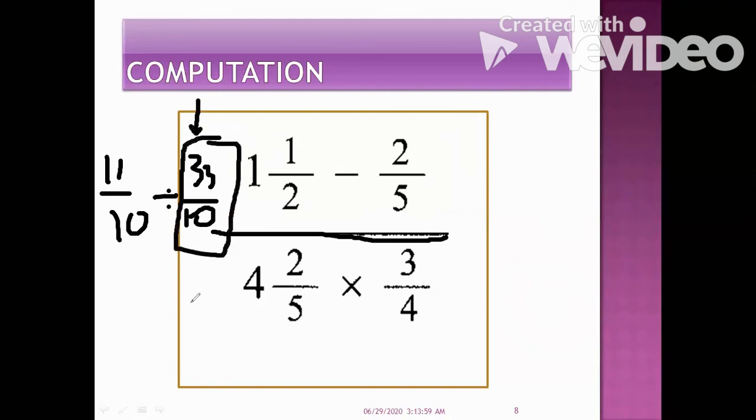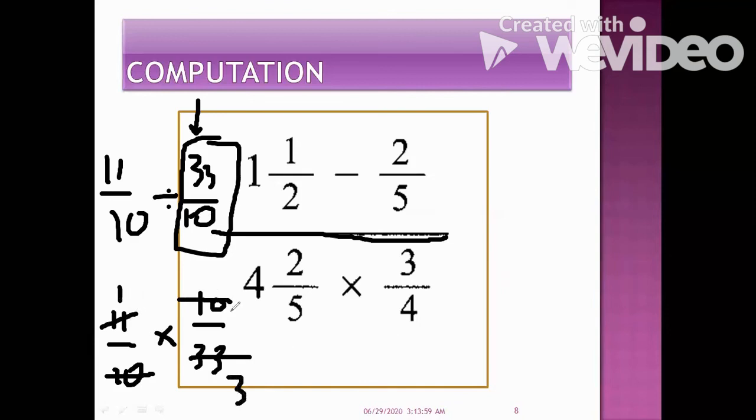So we have 11 over 10. Change the division to multiplication, and we reciprocate this fraction here, which is going to be 10 over 33. Now we're multiplying, so we cancel across. As you can see, those two 10s will go away and the 11 will go away. So we end up with 1 here and 3, which is 1 over 3.